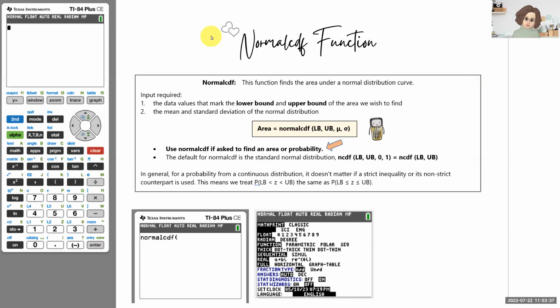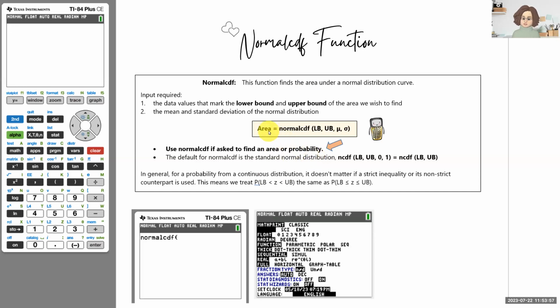Welcome. In this video, we'll step through using the Normalcdf function on our graphing calculators to find the area under a normal distribution curve. And for the purposes of my examples today, I'll be working with the standard normal distribution, so that special case of the normal distribution.